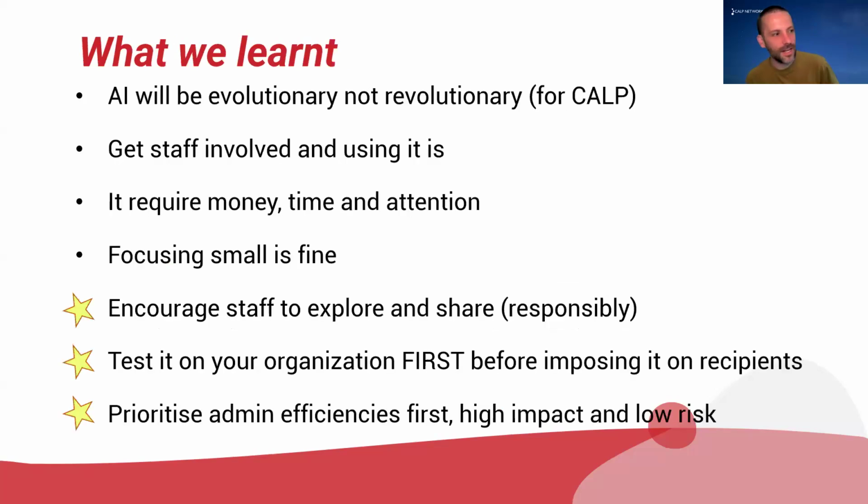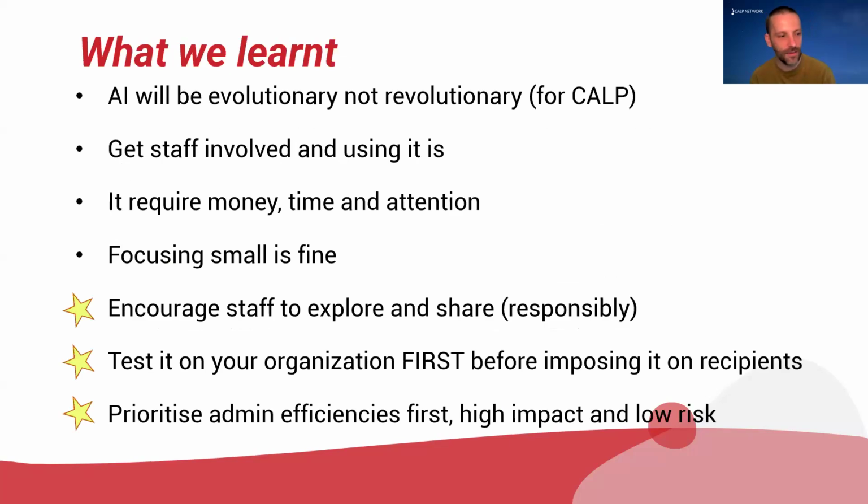And basically what we learned, we confirmed that AI would not be revolutionary but evolutionary. It's moved us along. It's made us more efficient. Getting staff involved in using it is key as well. I think we all now understand the limitations of AI when we're talking about it externally because we've used the tools ourselves.